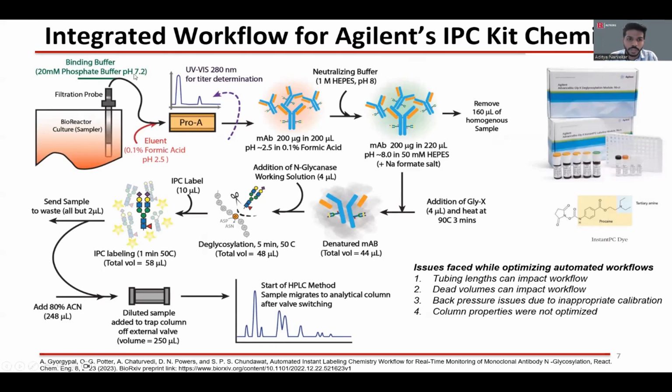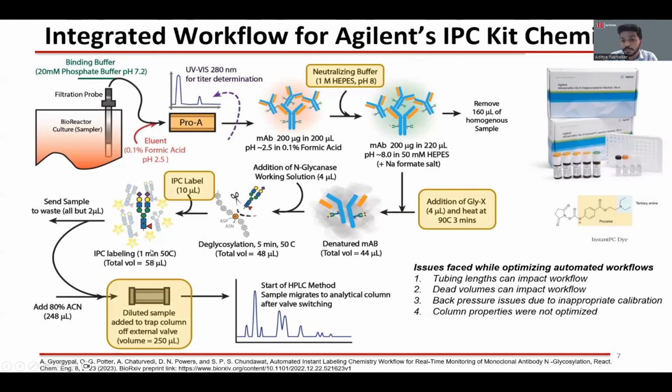You have the sample going into the Pro-A column, eluted out, neutralized with a buffer because the elution is at a lower pH, then denatured, deglycosylated, and labeled. The most important thing to remember here is the labeling time. The labeling time you can see here is just 1 minute as opposed to 2 hours of labeling with 2AB. So that's the major advantage of this labeling chemistry, after which we send the sample for enrichment of glycans on an external guard column and then analysis using HPLC.